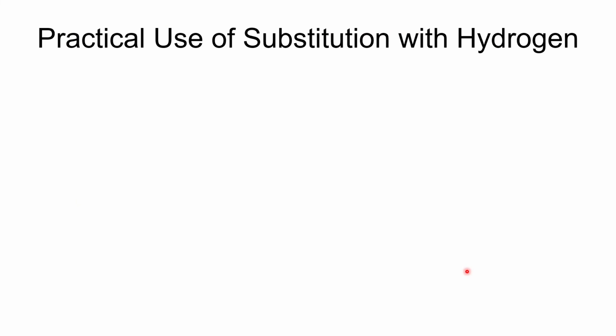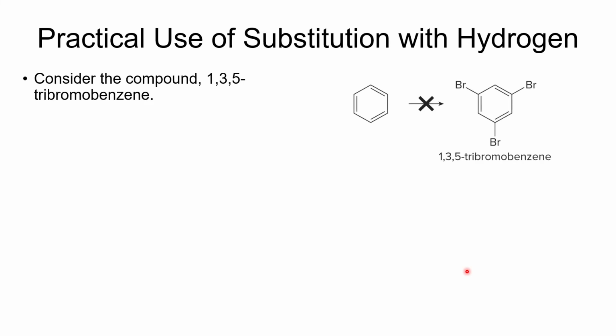All right, so let's look for a practical application for why would we want to convert our amino into a diazonium and then into a hydrogen? What logic could we use for that? Well, the logic is, what if you wanted to make this particular compound? What if you wanted to take benzene and convert it into 1,3,5-tribromobenzene? Well, there's no direct way of doing that.